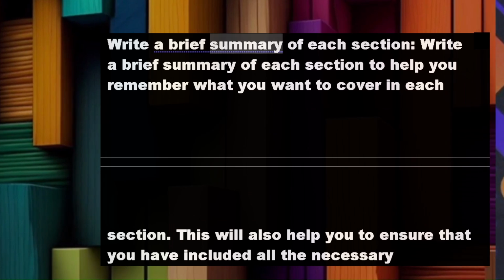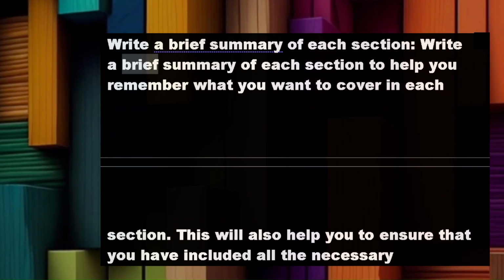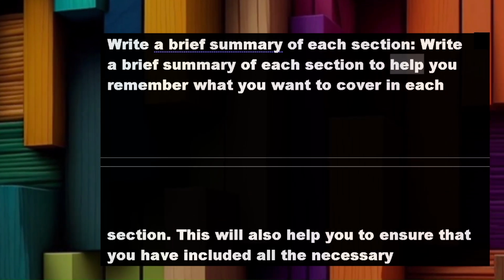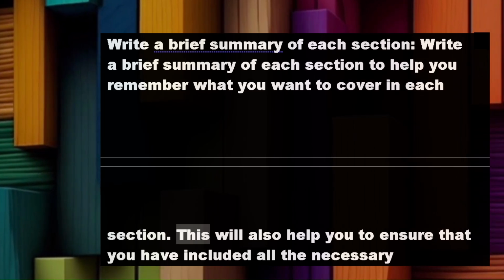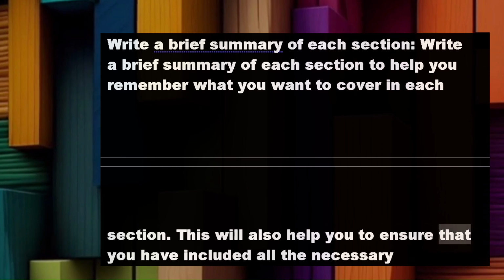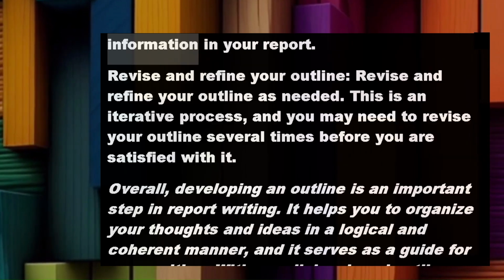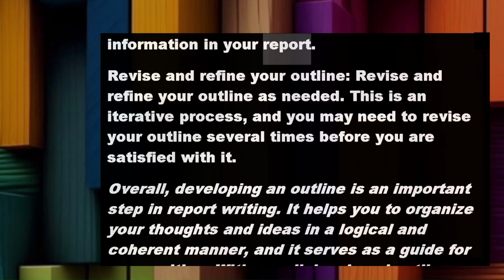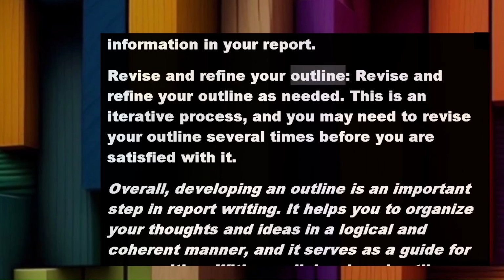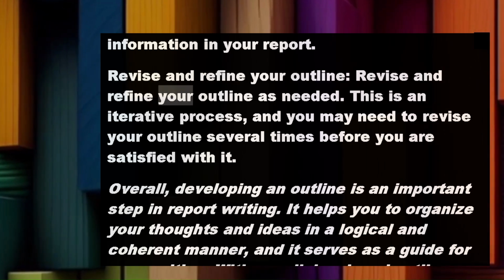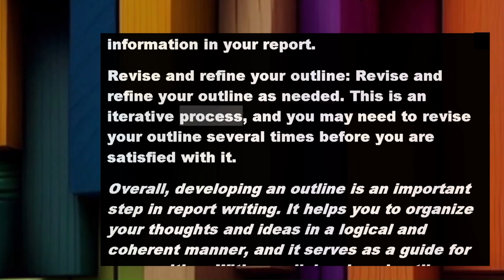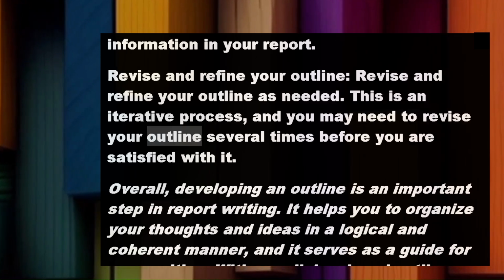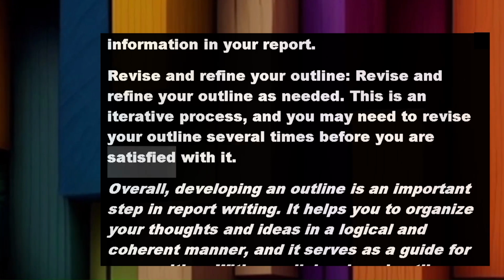Write a brief summary of each section. Write a brief summary of each section to help you remember what you want to cover in each section. This will also help you to ensure that you have included all the necessary information in your report. Revise and refine your outline. Revise and refine your outline as needed. This is an iterative process, and you may need to revise your outline several times before you are satisfied with it.